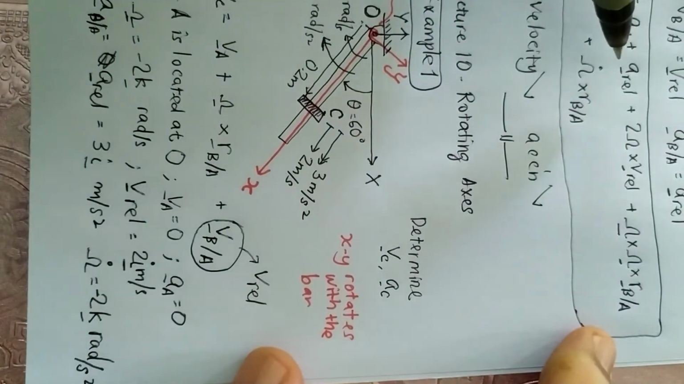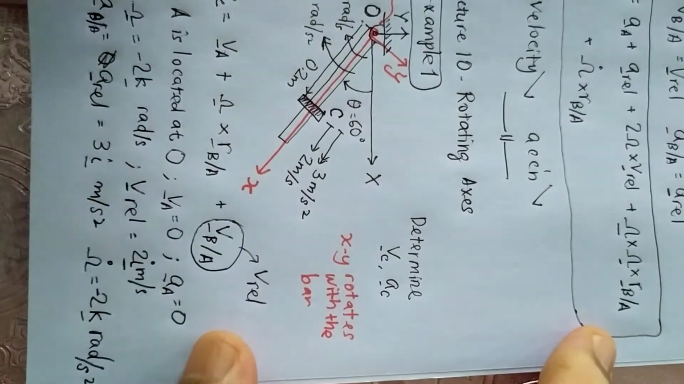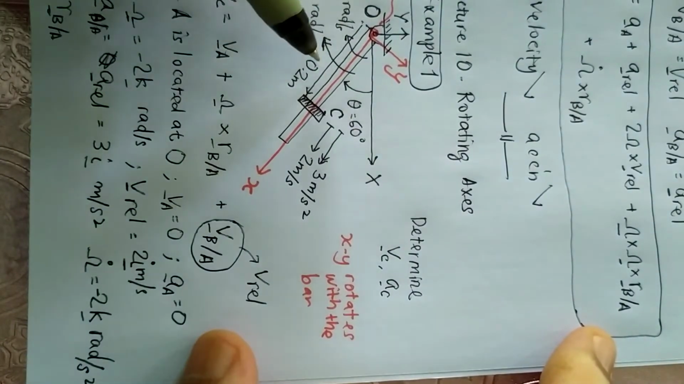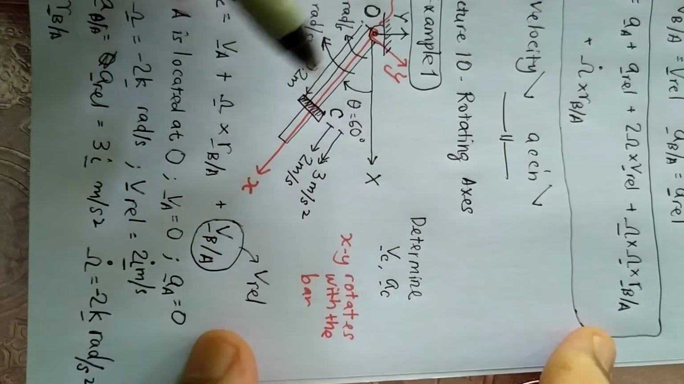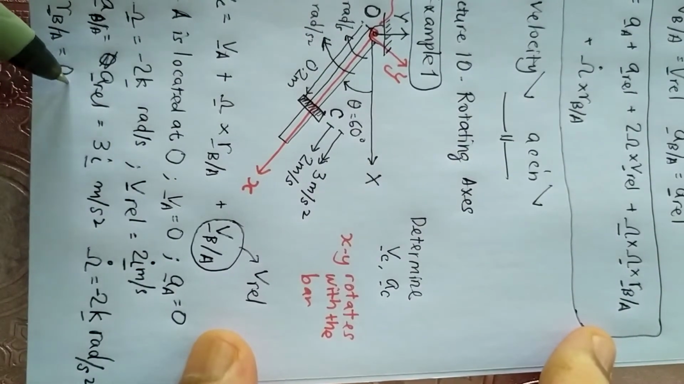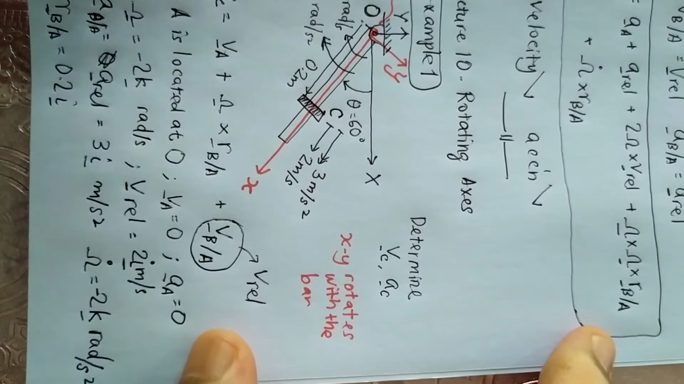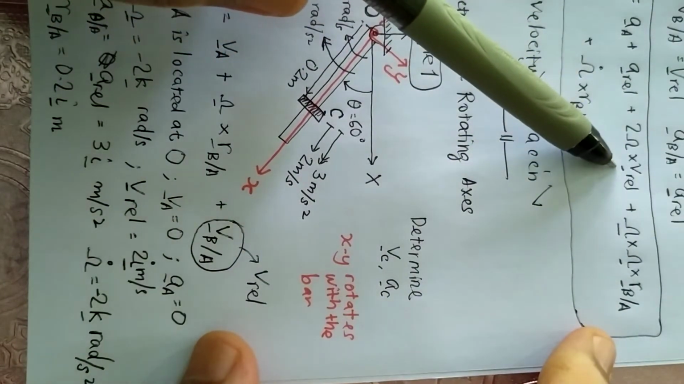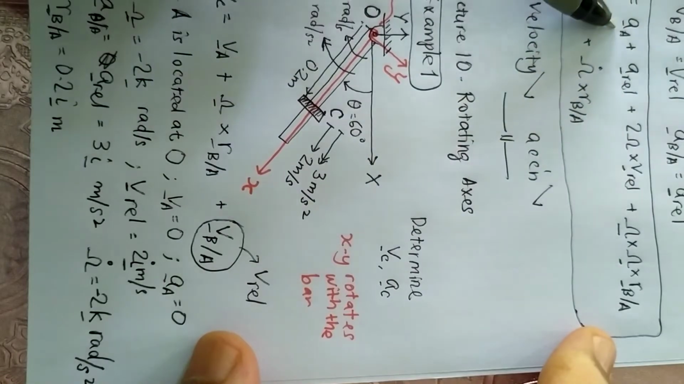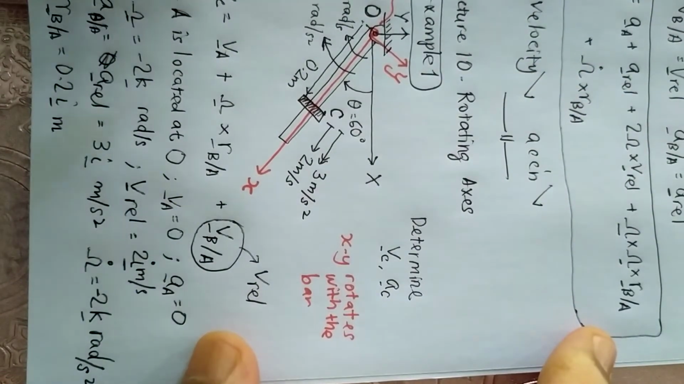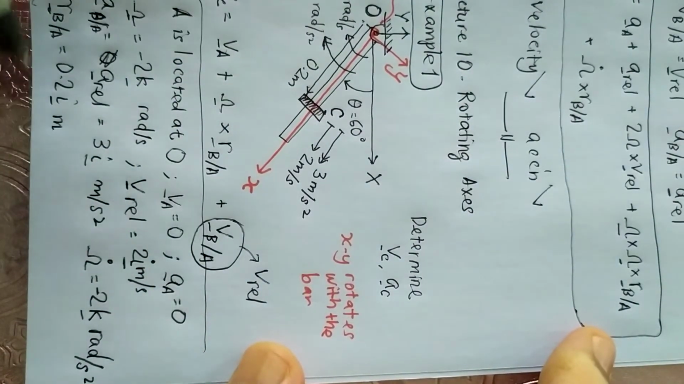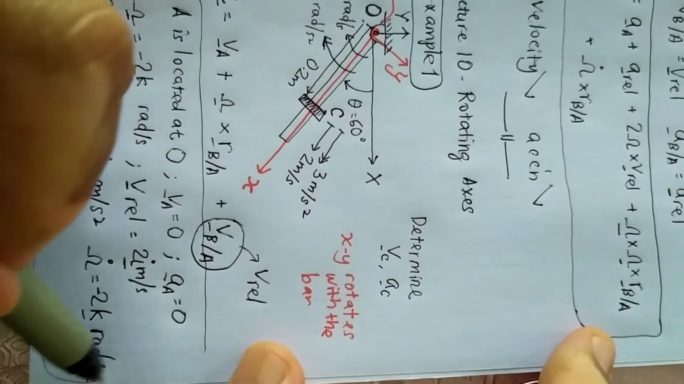We need the position vector B relative to A. Do we have it? Yes, we can write it down. B relative to A is 0.2 meters to the right, so 0.2i meters in the positive x direction. So we have omega dot, omega, V relative, A relative and AA. These are all the information that we can obtain from the given question.